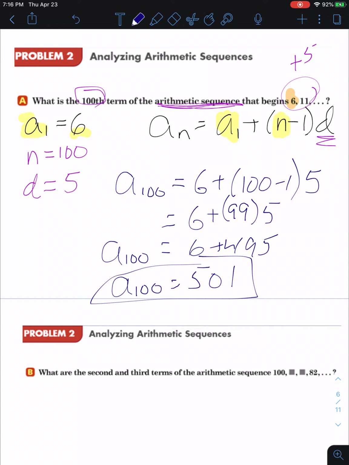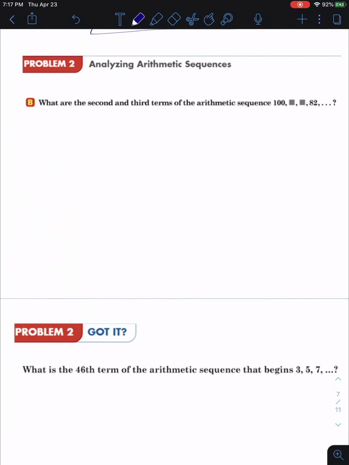This didn't go crazy fast. This is very much linear. Arithmetic sequences make a line. They're in a straight line and they progress almost like with a slope. Okay, let's take a look at another one.